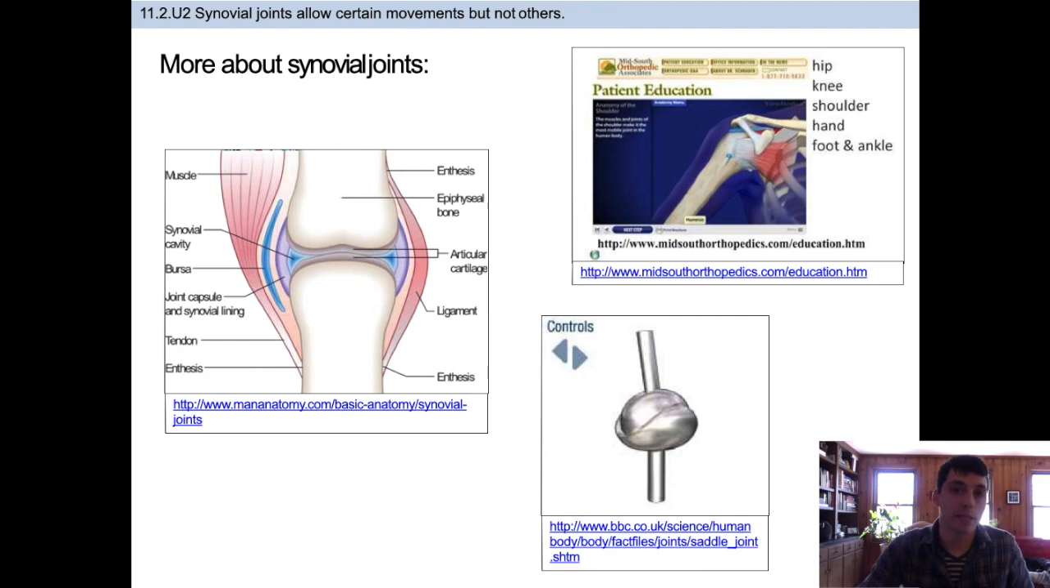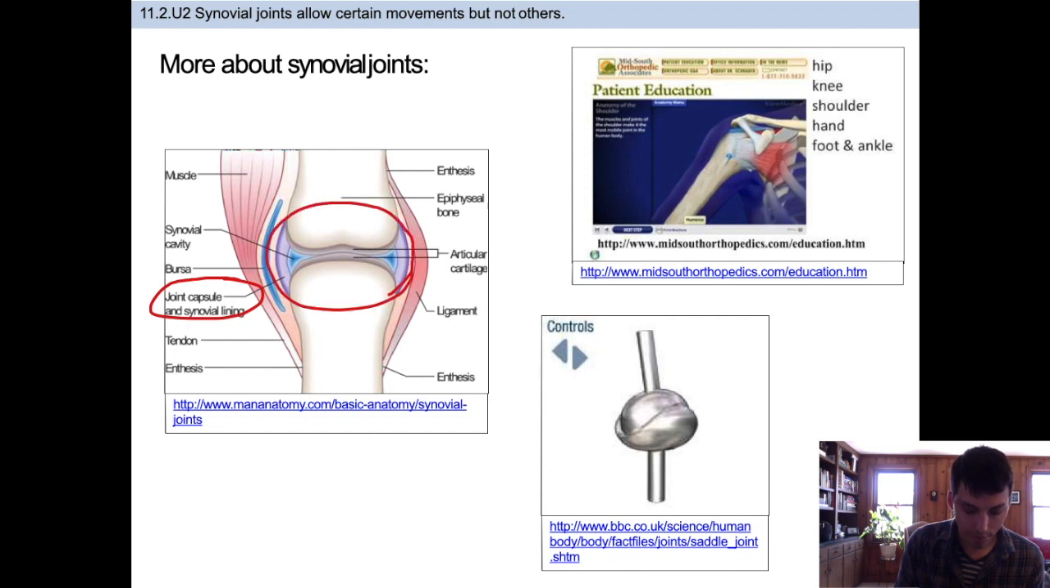So synovial joints, most of your joints are synovial joints. Everything we've talked about so far is a synovial joint. And basically what a synovial joint means is that it is surrounded by a synovial lining. So I'll see down here a joint capsule and synovial lining. So there is a capsule that surrounds this whole joint.